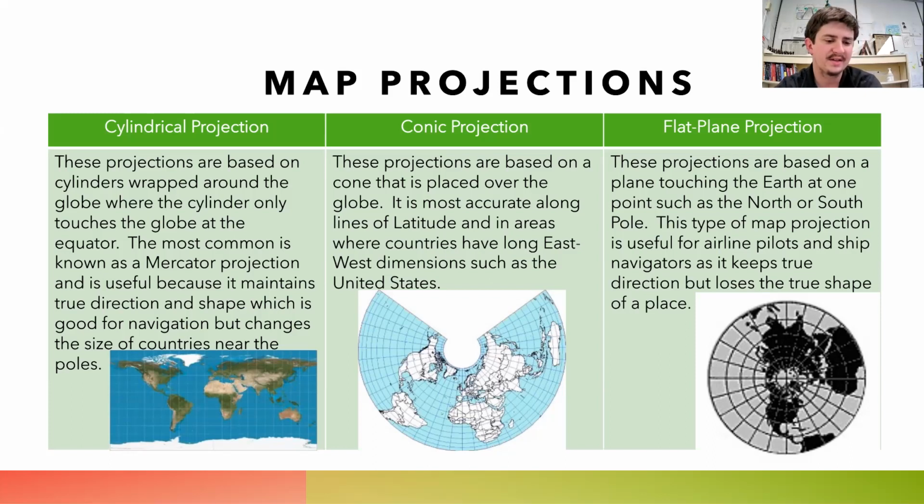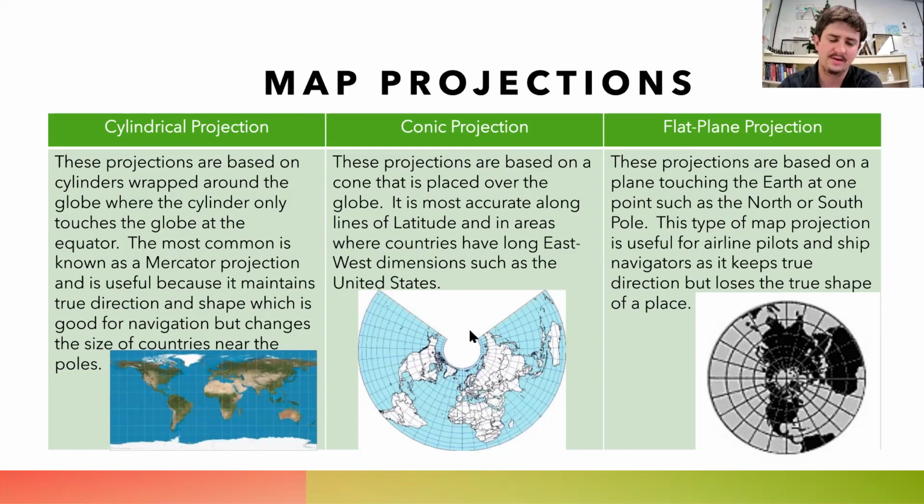What happens though is that the countries at the top of the map near the North and the South Pole are often bigger than they actually are. So like Greenland is a good example, and I'll show you what that looks like here in a minute. But cylindrical projections, think of them as just someone took a cylinder and wrapped it around the globe, and you create this kind of flat map, if you will.